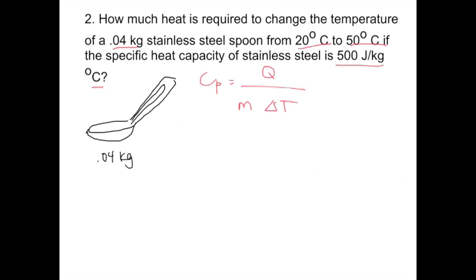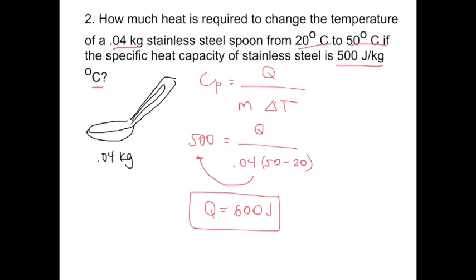Now we have all the variables that we'll need to solve. So we know the specific heat capacity, that's 500. We're solving for Q, that's how much heat is required. The mass is 0.04 kilograms, and delta T, or the change in temperature, will be the final temperature, 50 degrees Celsius, minus the initial temperature of 20 degrees Celsius. Now I'm simply going to multiply this denominator over to the other side to isolate Q. And I get that Q equals 600 joules. That's how much energy is required to heat the spoon.